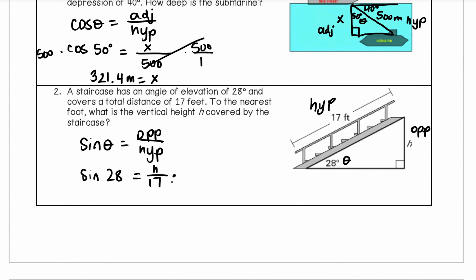To get our height, the h, the opposite there, we are going to just multiply by 17 on both sides. By doing that, we are getting our variable by itself, so we'll be left with just that h value that we're looking for. And to the nearest foot, we end up with about 7.98, so we're going to round that to the nearest foot, which should be 8 feet. So we would say that our stairs are 8 feet tall.